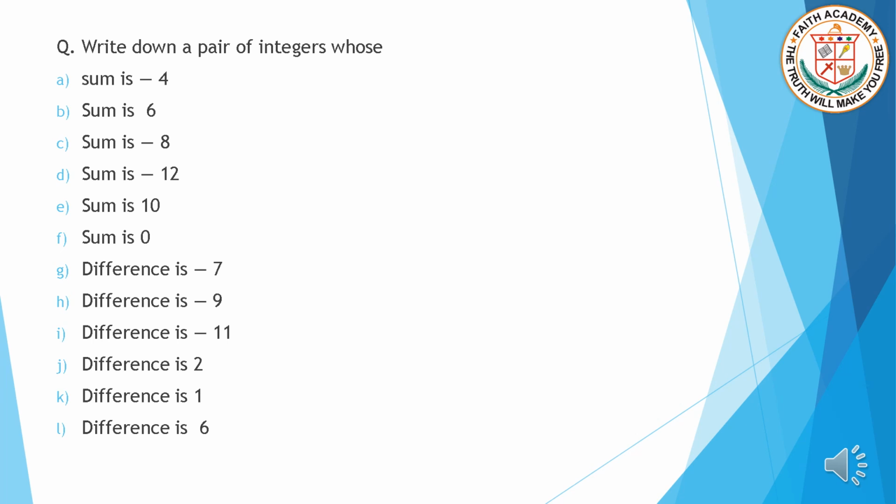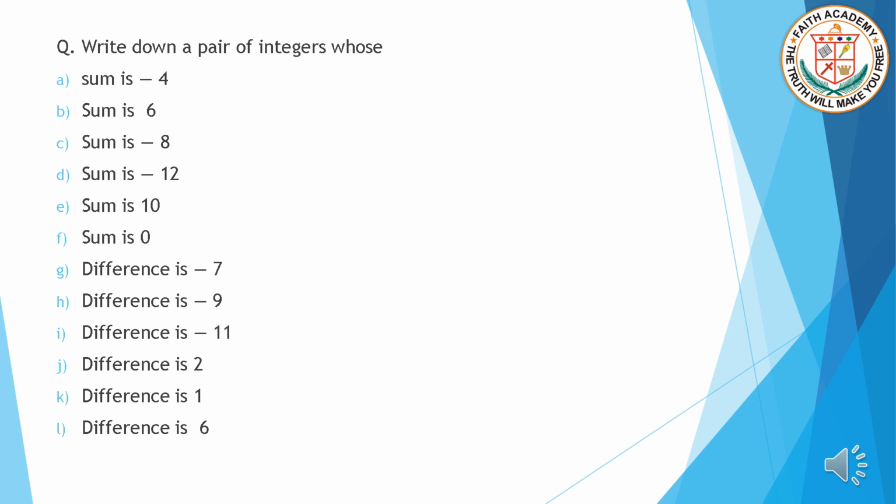E part says that you have to find two pair of integers whose sum is 10. But children, please remember that you will not use 5 twice. You will not use any integer twice. Try to find out two different pairs of integers. I hope you have done the E and the F part and you are starting with the G part.